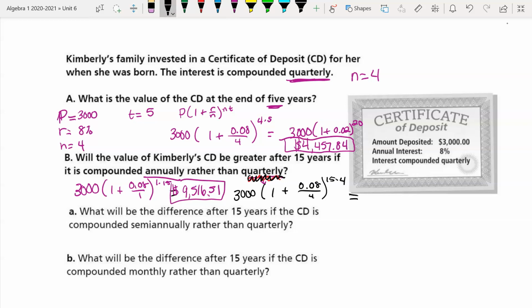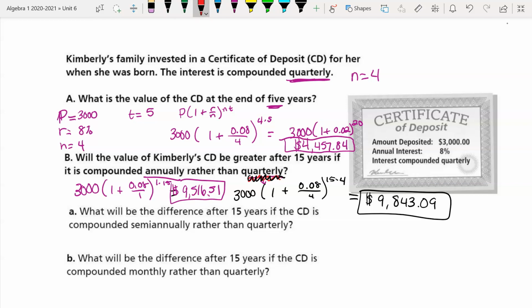Now if I do the other one, I'll do 0.08 divided by 4, add 1, raise it to the 60th power, because 15 times 4 is 60, and then multiply by 3,000. I get 9,843.09. Well, which one's worth more money? Hopefully you're sitting there saying, well, quarterly I make $300 more. So compounded quarterly is a lot more than compounded annually.